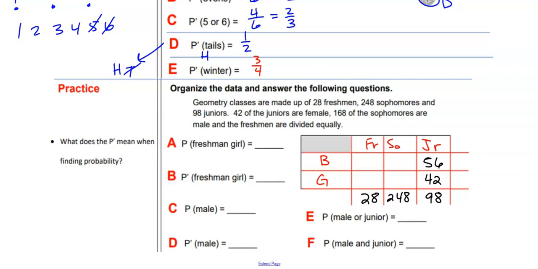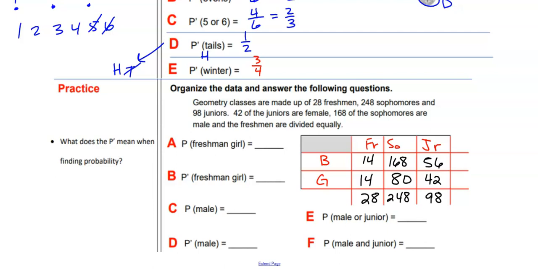And now we have 168 of the sophomores are male. So 168. Okay, so 248 minus 168, that would leave us with 80 girls. And then the freshmen are equally divided. So we need to divide 28 by 2. So that'll give us 14 boys and 14 girls. Okay, so that'll help us organize our data so that we can more easily answer these questions.